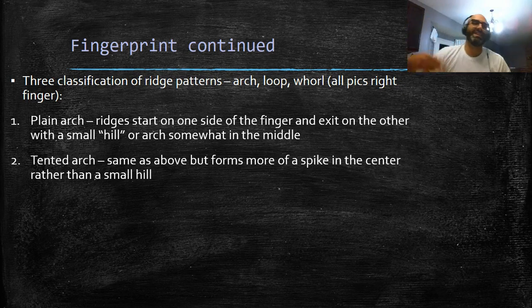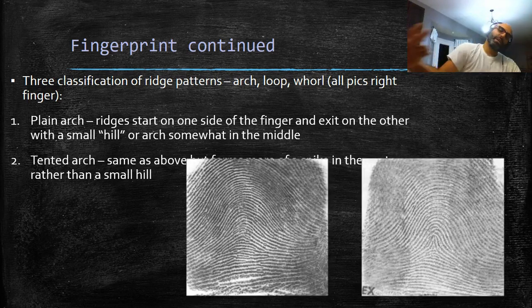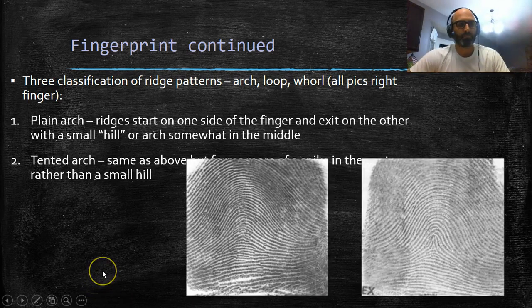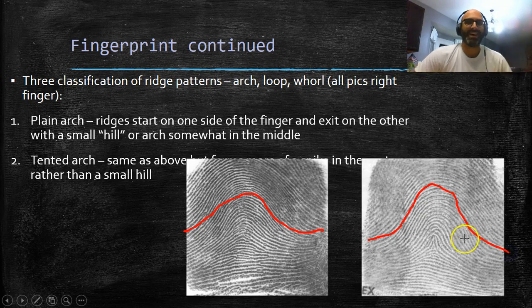But a tented arch is the exact same as the above. You have it from the left side to the right side, but the spike in the center is significantly higher. So if we're looking at these two fingerprints right here, and I wanted you to tell me which one is a plane arch and which one is a tented arch, you're first looking for the lines that extend from one side, up a small hill, and down completely to the other side. But they both have them. However, the difference is in the size of that hill in the middle.